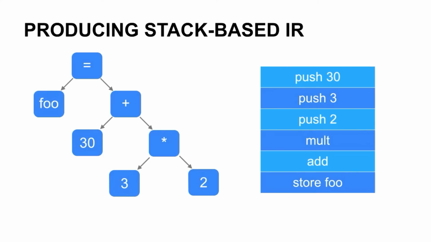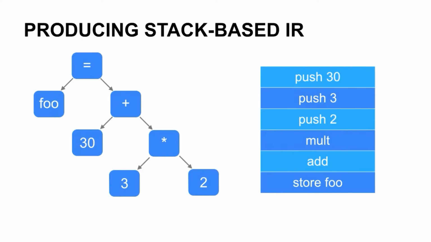The nice thing about a stack-based representation is it's really easy to take our abstract syntax tree from before and turn it into stack-based bytecode. So going down the tree, we see equals, and when we see the equals, we first realize we need to evaluate its right-hand side. So we see the plus, and we realize we need to evaluate its left-hand side, 30. So we do a push 30 onto the stack. We come back up to the plus, and we go down its right-hand side, multiply. So we need to do its left-hand side. That's a push 3. Come back up, push 2, come back up. Now we can do our multiply, come back up again. Now we can do our add, and finally we can store into foo.